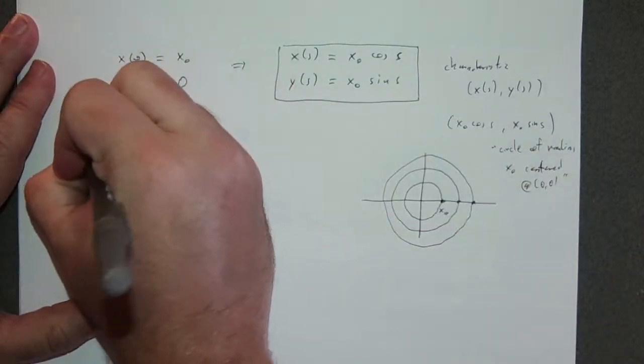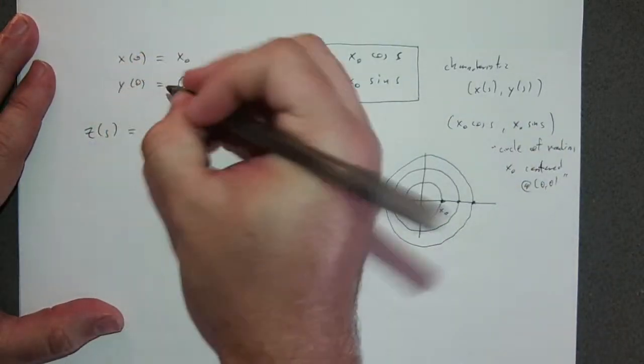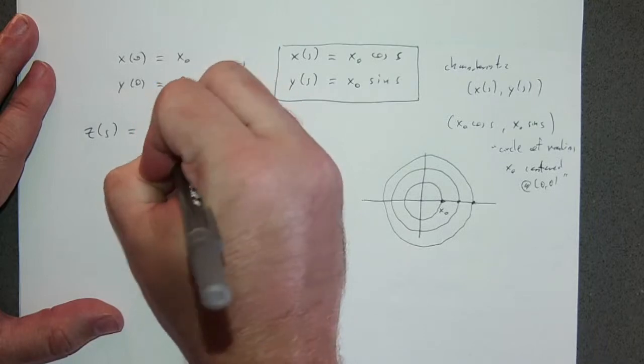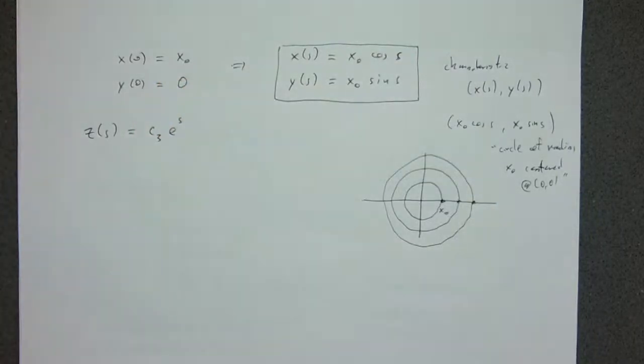So we found by solving the third equation that z of s is some constant c sub 3 e to the s. Well, again, we have to impose an initial condition here. So what are we thinking?